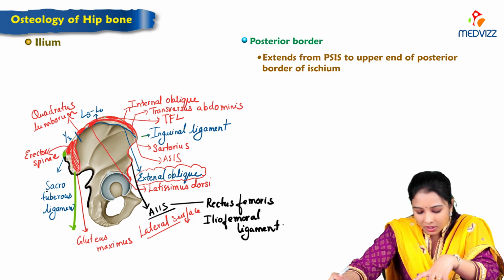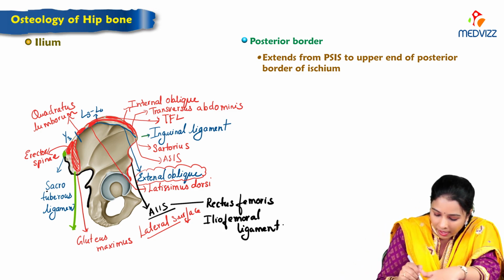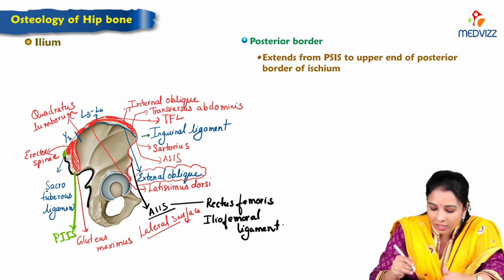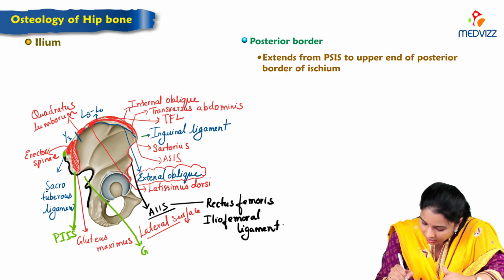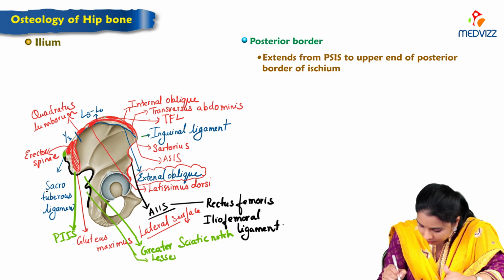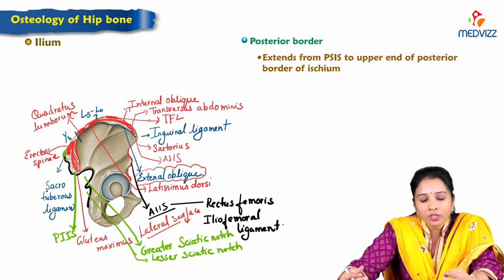So the posterior border extends along the posterior side of the ilium. The black lining is the posterior border, and this one is the posterior inferior iliac spine. Here we can see a notch, this notch is the greater sciatic notch, and the notch below it is the lesser sciatic notch. So this is all about the anterior and posterior border of the ilium.